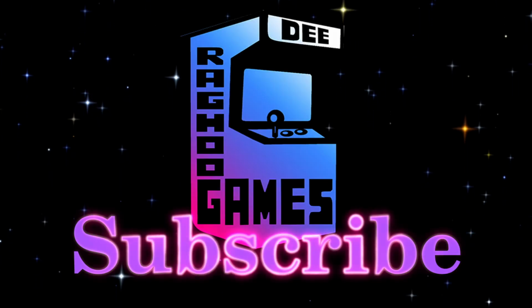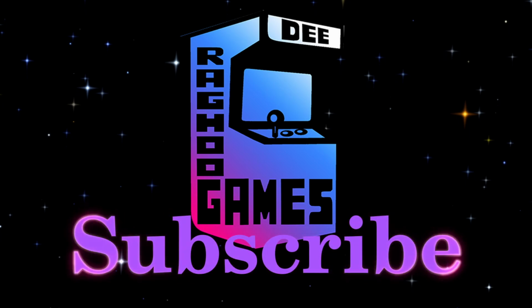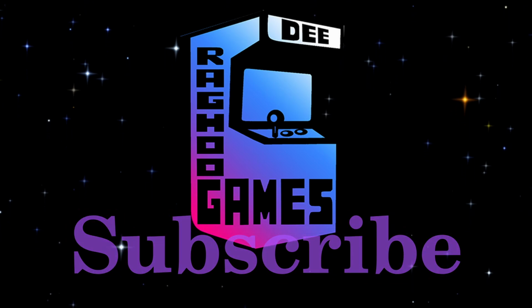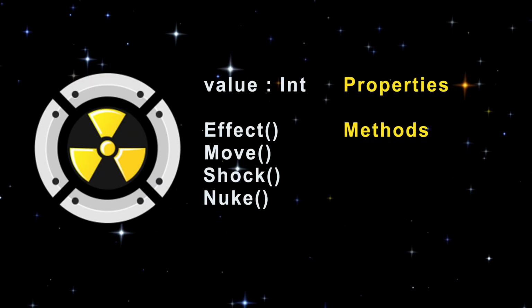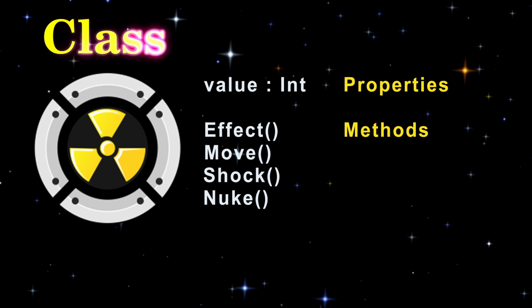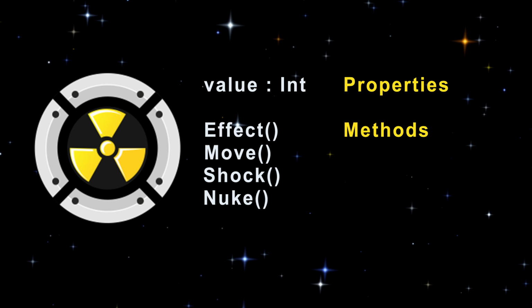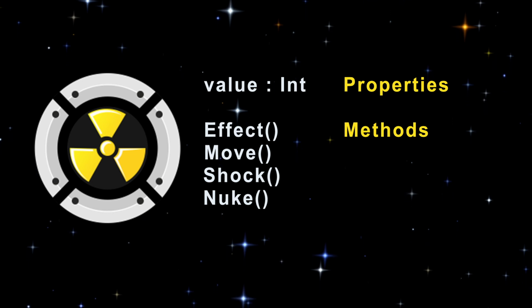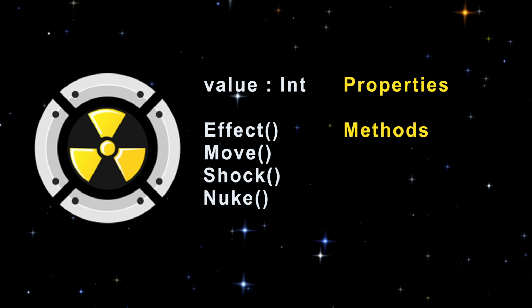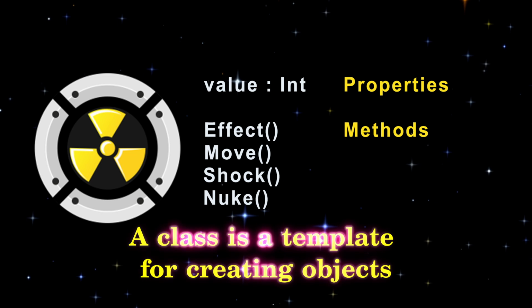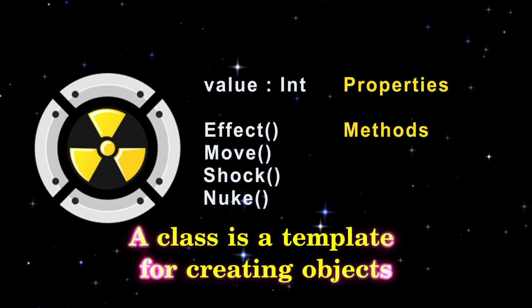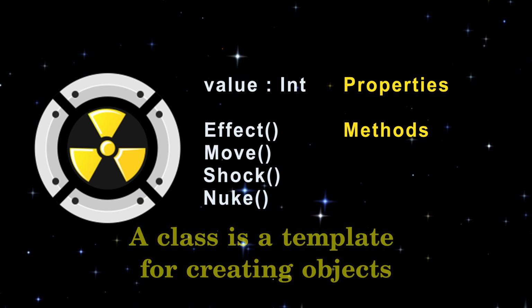If you did not quite get all that, please feel free to use the timestamps to review. Now that we understand the concept of inheritance, I want to take a look at classes in Godot, because it's very important to know how classes work and what they are. Simply put, a class is a template for creating objects. It contains properties and methods.